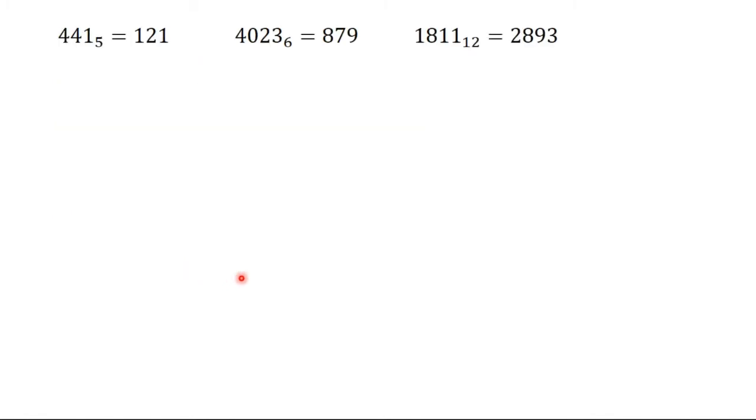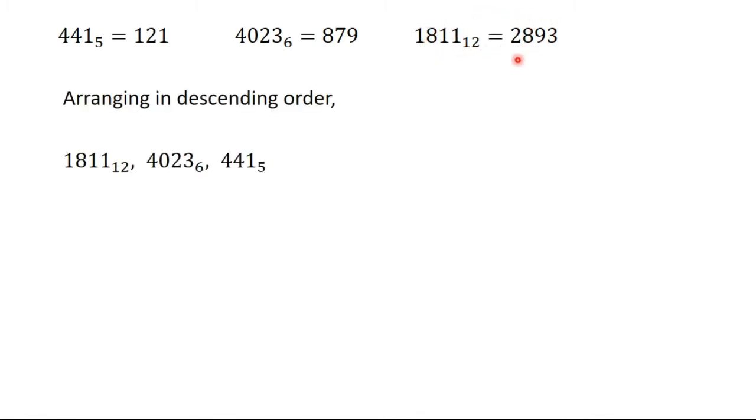Now we have converted all the numbers to base 10. We converted 441 base 5 to base 10 and we had 121. We converted 4023 base 6 to base 10 and we had 879. We converted 1811 base 12 to base 10, and we had 2893. We are supposed to arrange this in descending order, which means from the biggest to the smallest. From here, it's so clear that this is the biggest. If you are comparing the base 10 numerals, you see that this is the biggest, followed by this, then followed by this.